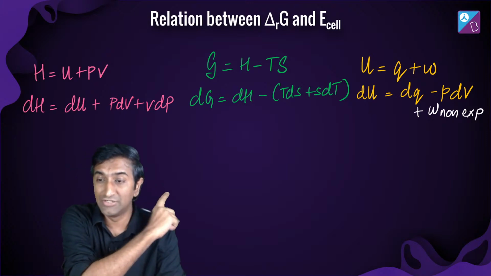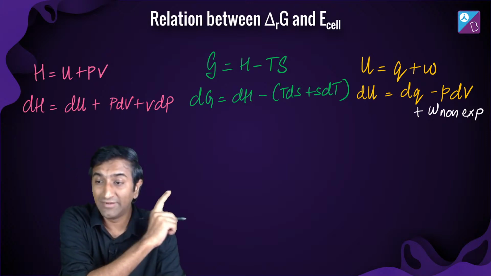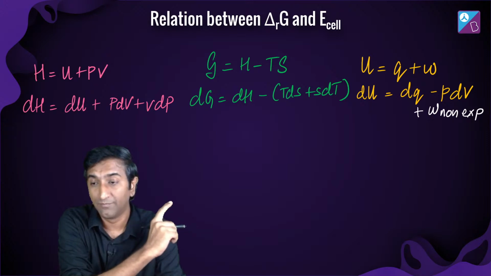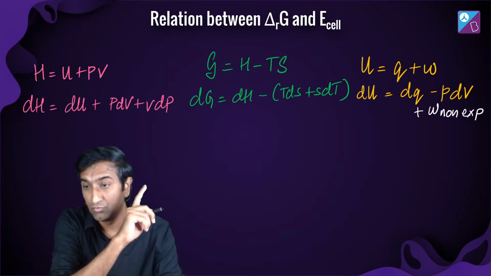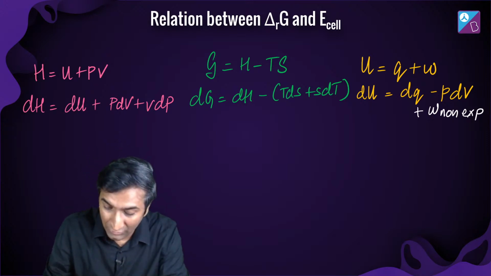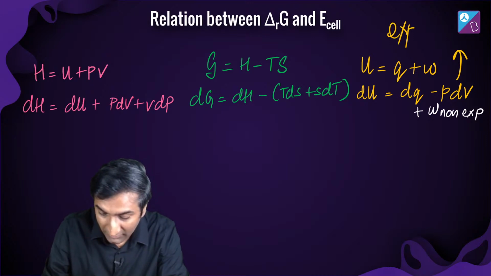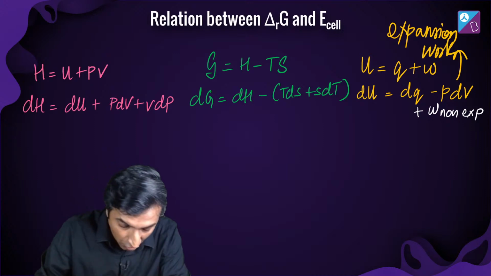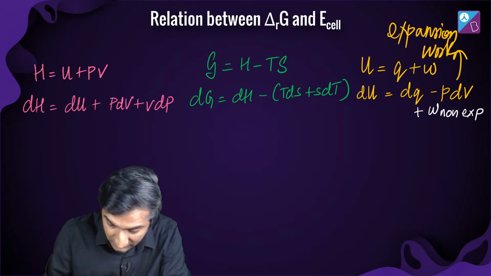Lastly, I've written energy, right? Internal energy. I've written this a little bit differently than what you know. You know internal energy to be Q plus W. I have written that W in 2 things: expansion work and non-expansion work. Okay?